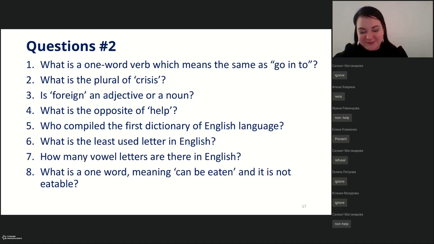Okay, number five. Very interesting question. Who compiled the first dictionary of English language? Miller. Okay. Are there any other ideas? Murphy. Okay. Miller. Okay.